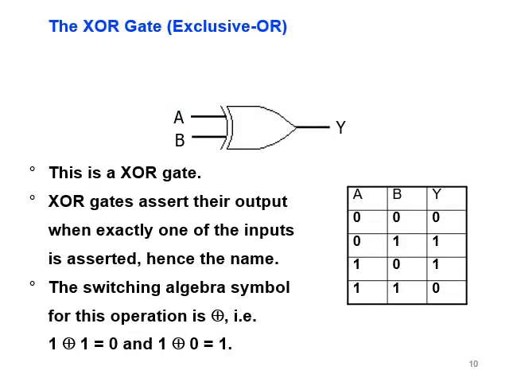One more gate is XOR. We know OR, we know NOR, NAND and NOR. Now XOR. What is XOR? X for exclusive. This is a special gate. XOR gate asserts its output when exactly one of the inputs is asserted, hence the name.